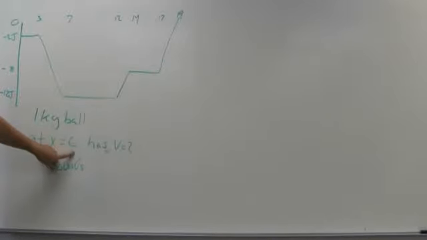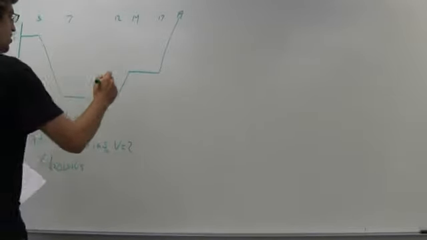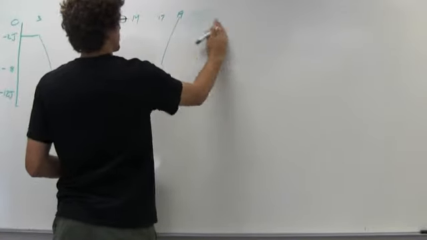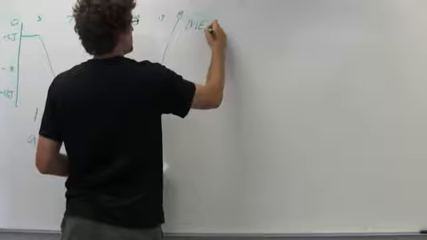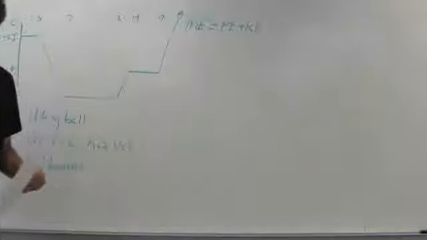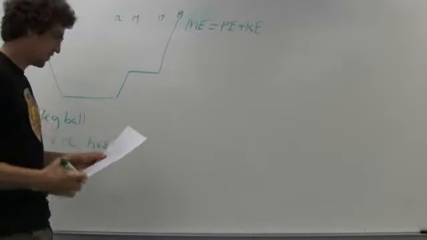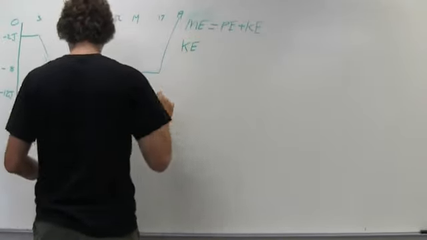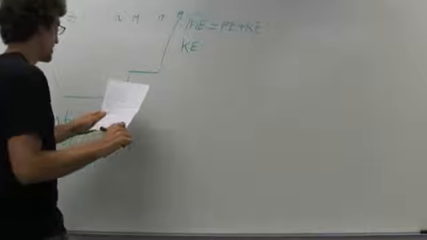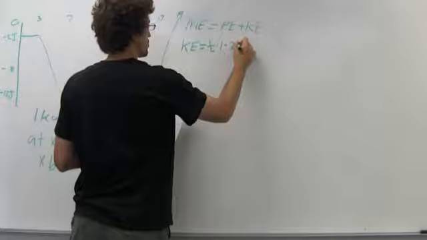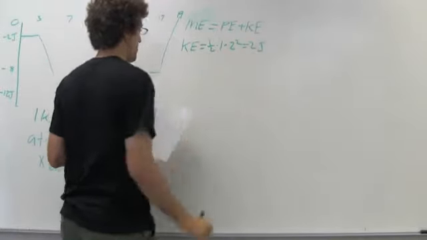Alright, so first off we notice two things. We've got to know the total energy. Because total energy, well, mechanical energy, let me rephrase that, mechanical energy is equal to potential energy plus kinetic energy. And it's going to be conserved in this potential energy well. All we've got is conservative forces. We know the kinetic energy at a point x equals 6. The kinetic energy is 1/2 times 1 times 2 squared, or 2 joules.